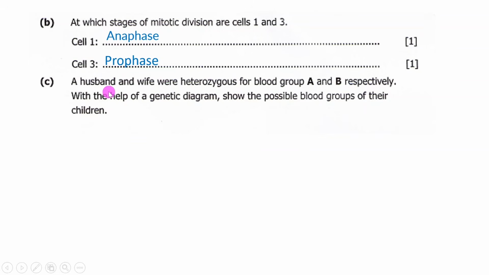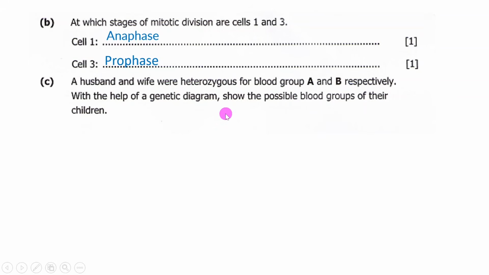Now, when we have a husband and a wife that are heterozygous for blood group A and B respectively, what does it mean by heterozygous? It means that they have got two types of alleles in them. So the father has got the A group allele. For the father to have blood group A, there are two alleles determining it, and for the mother to have blood group B, there are also two alleles. That's what it means by heterozygous.